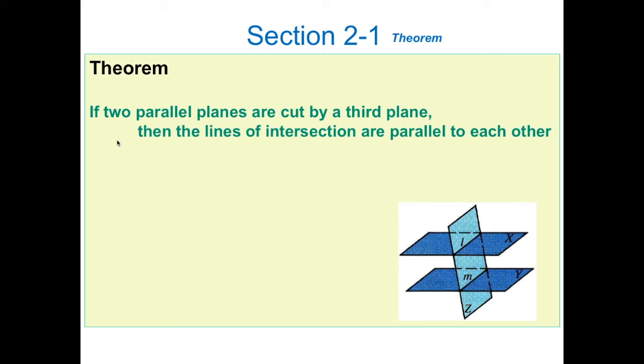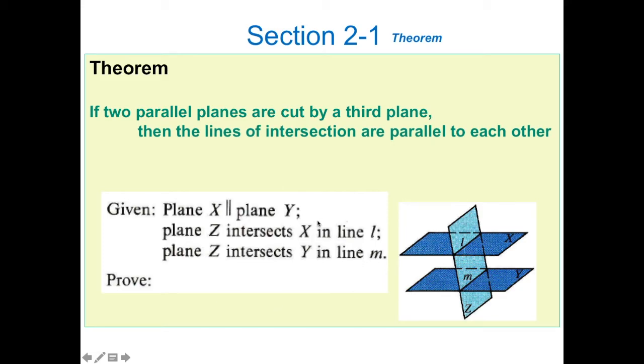Again, it seems obvious, but if you think with your givens and your proofs, let's think of the given statement here. If two parallel planes are cut by a third plane, right? So there you're given some information. If two parallel planes, okay, so we have plane X is parallel to plane Y, and then cut by a third plane, and then plane Z cuts X and Y. Therefore, line L and line M are the lines of intersection. Okay, so that's all given to us.